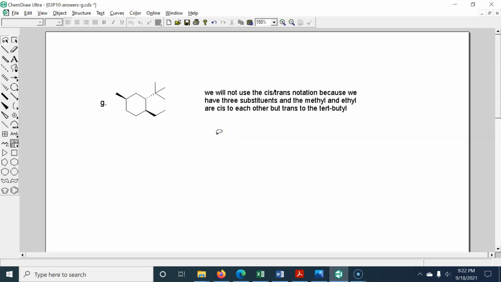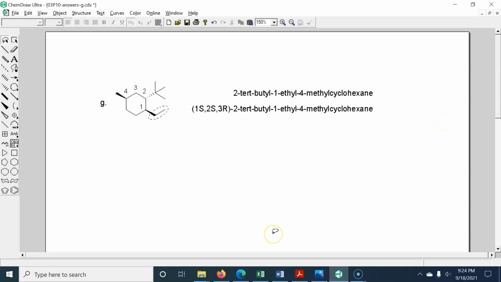You don't. But we can still number the ring properly, and put the name together with the substituents in alphabetical order. You want to give this a shot? Do not worry about cis and trans. Go ahead and pause the video and try to name this molecule. Once you have established a numbering system, I think the rest is easy. You alphabetize based on B, E, and M. 2-tert-butyl, 1-ethyl, 4-methyl cyclohexane. Oof.